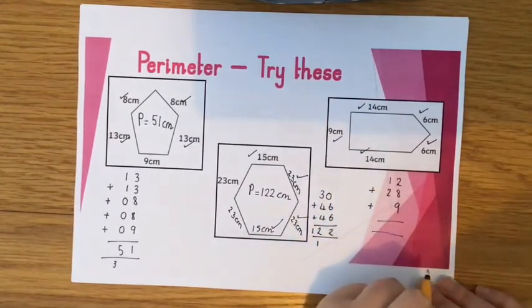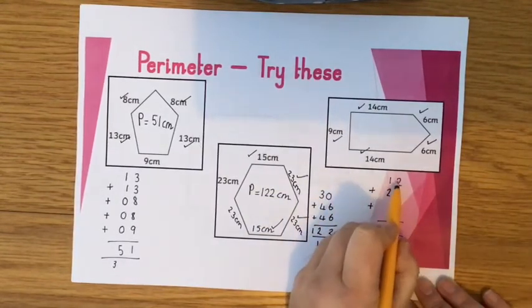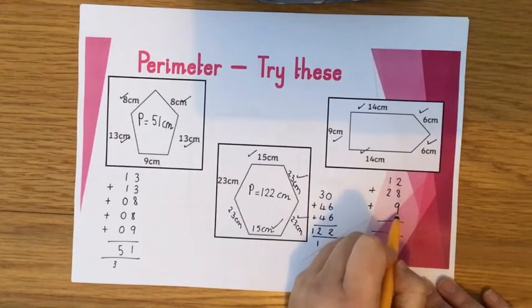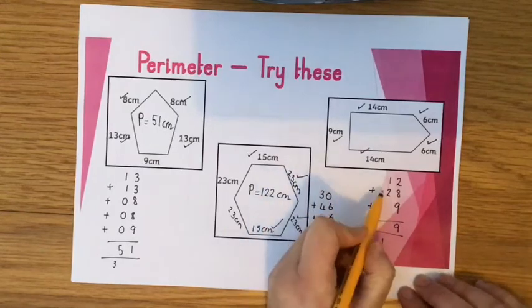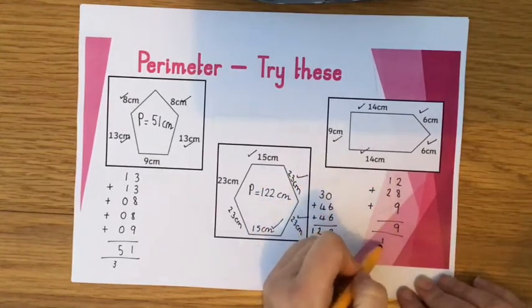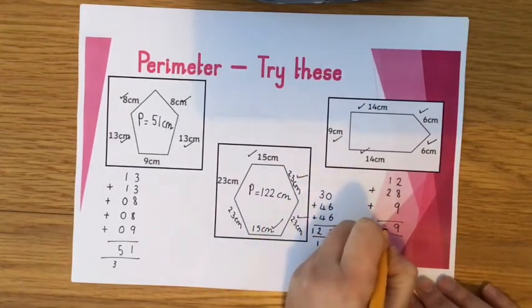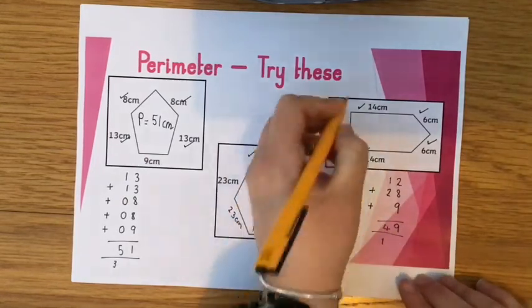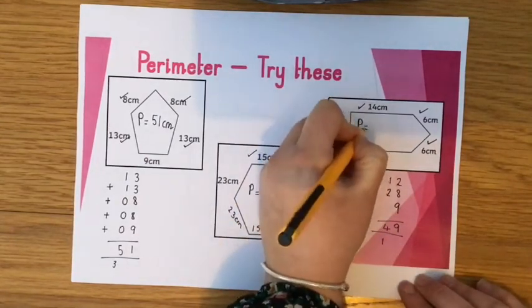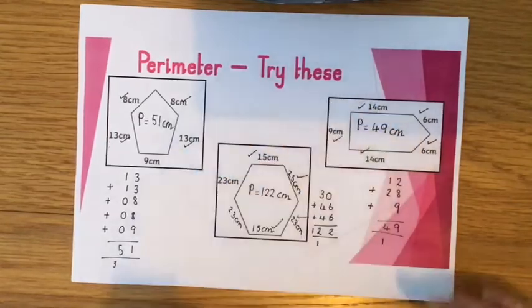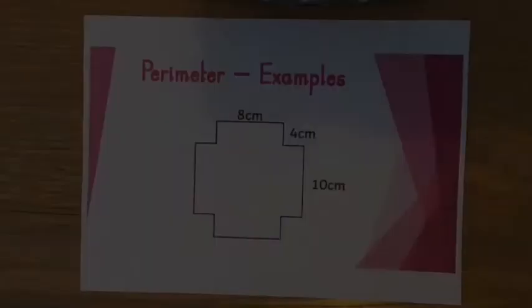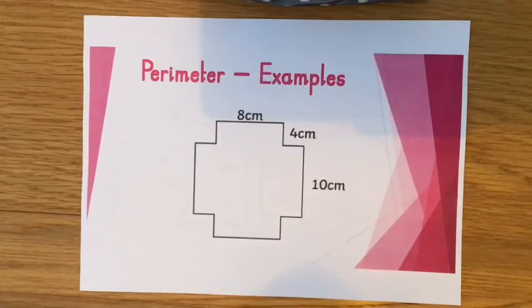Okay, if I'm looking at my ones, I've got 2 plus 8, that's 10, plus 9 is 19. And 1 plus 2 plus 1 is 4, 49. So the perimeter of this shape here is 49 centimetres. Okay, let's have a look at some more examples.